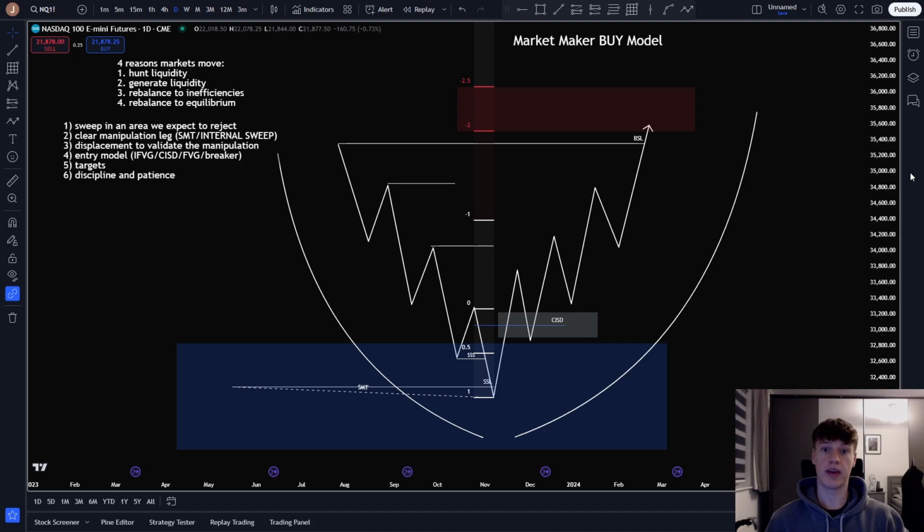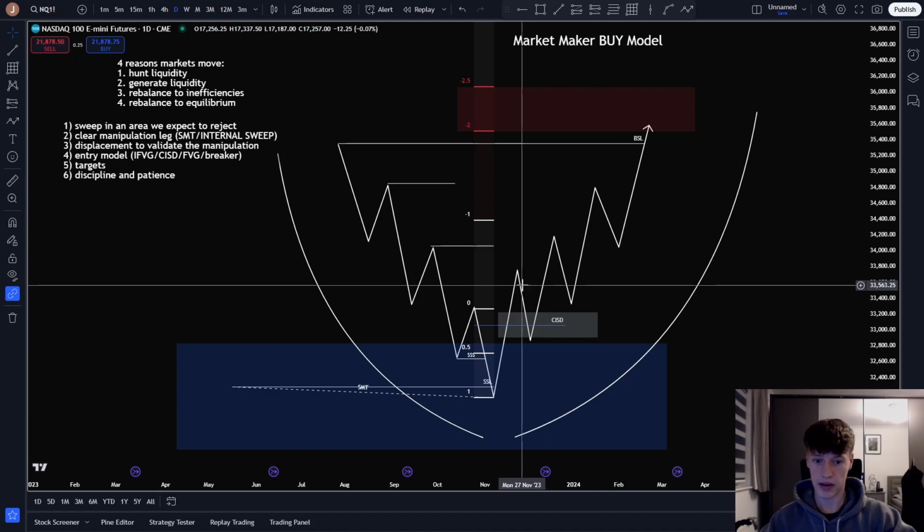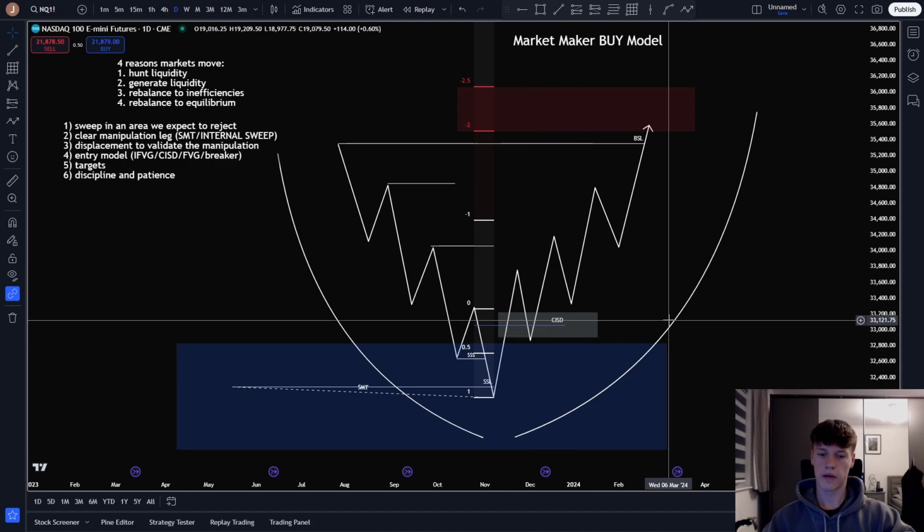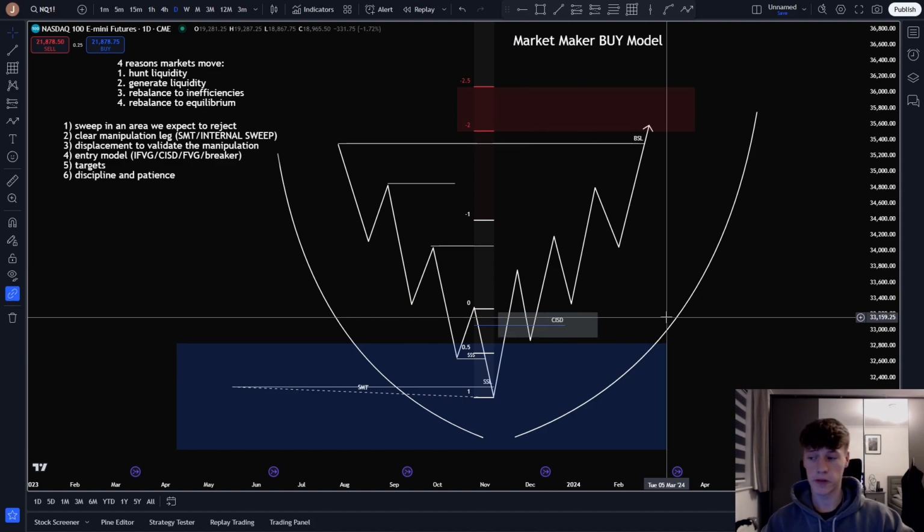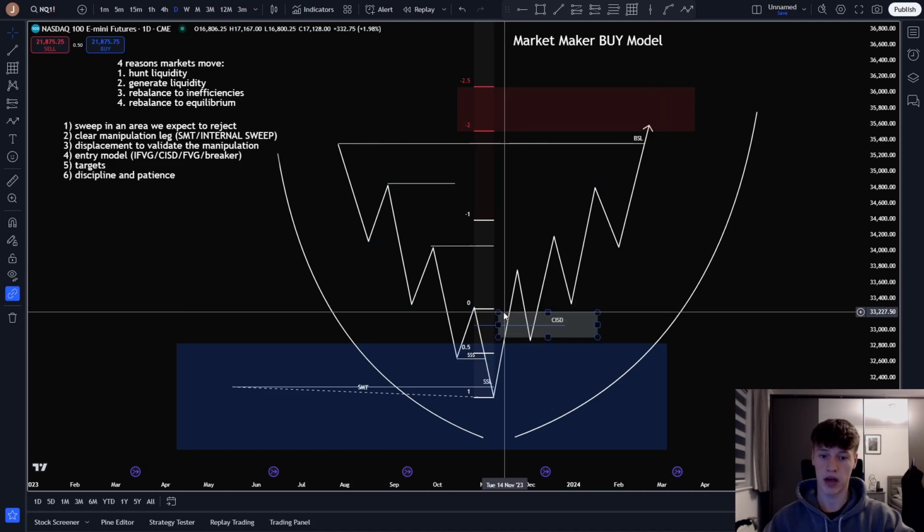Now your entry model can be however you want it to be. You can choose a mixture of lots of different things. So for me, my favorite way of entering is a pullback to the change in the state. That on its own is enough for me. Some people like to see a fair value gap or an inverse fair value gap as well. In this example, there is a fair value gap that I've drawn on.